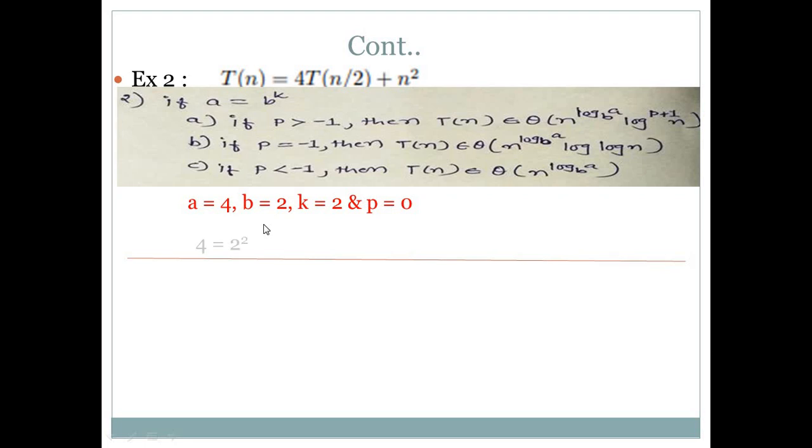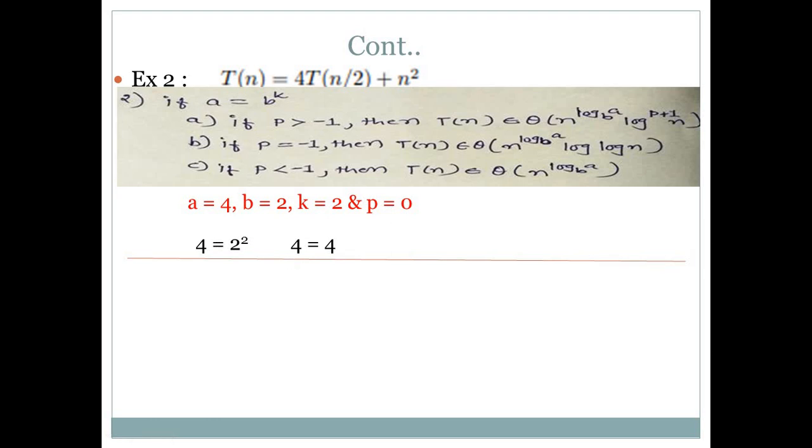In this case 4 is equal to 2 raised to 2, which is 4. So the condition a is equal to b raised to k is true: 4 is a, b is 2 and k is 2. So here we can apply case number 2.